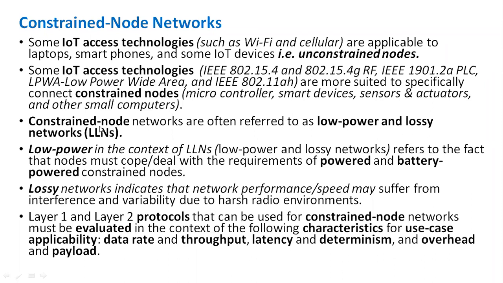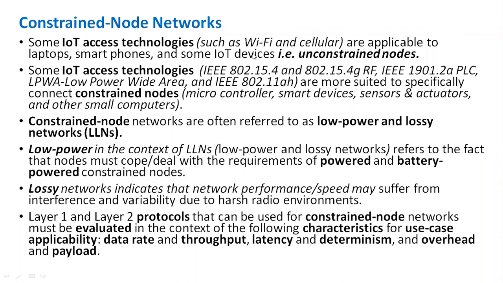Usually, these constrained node networks, we call them low power and lossy networks. Their short form is LLN. Okay, so what is it? Low power and lossy network. Because we are talking about a network of what?